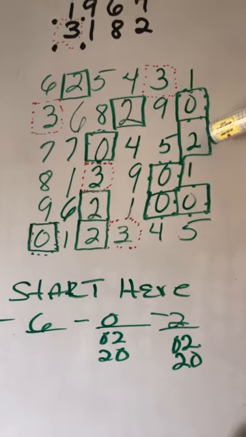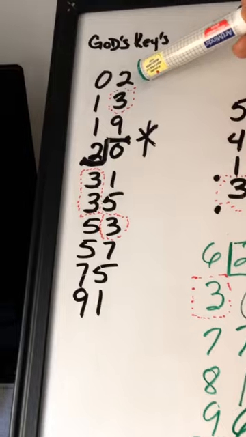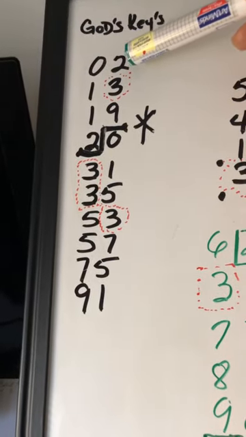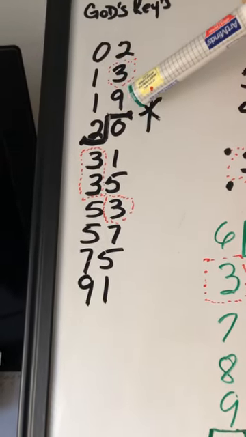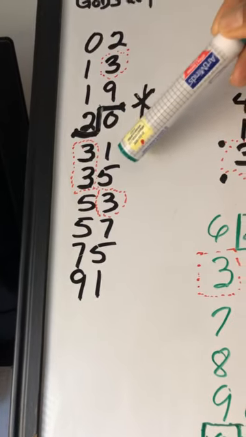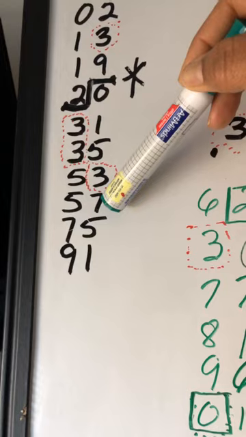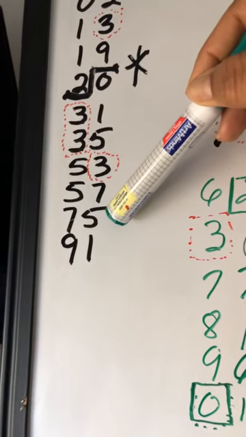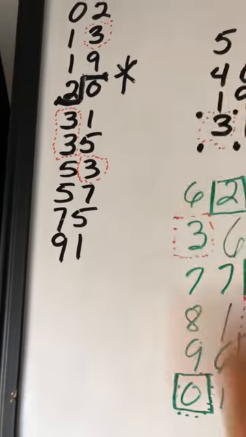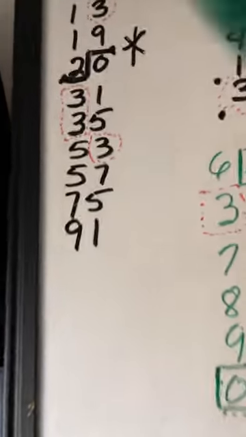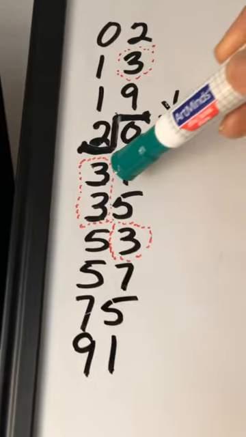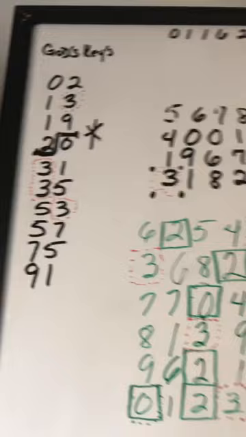We make walls. So what I did, God's keys today, in God's keys, his keys were 2, 13, 19, 20, 31, 35, 53, 57, 75, and 91. Okay? Notice I have the 3 highlighted all the way down, God's pairs.